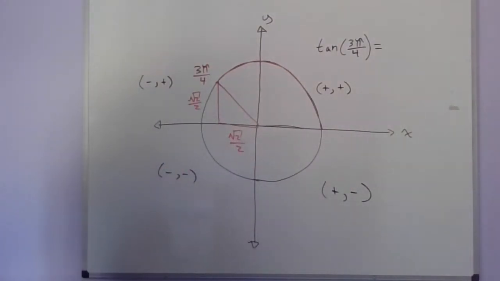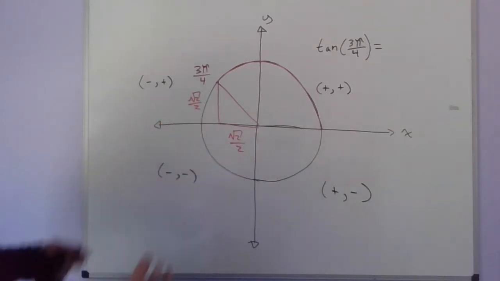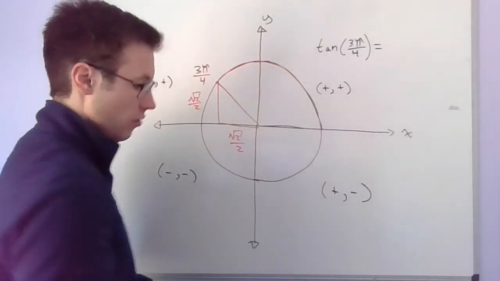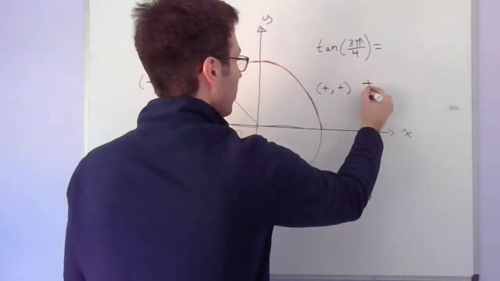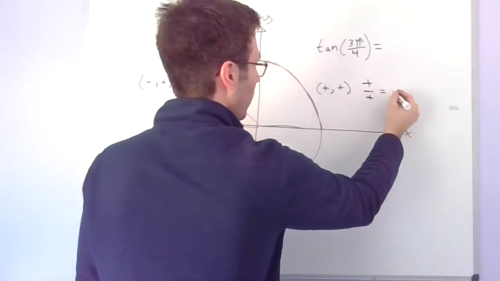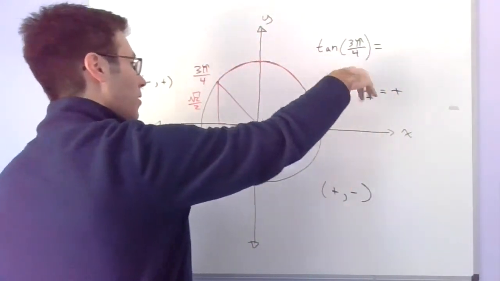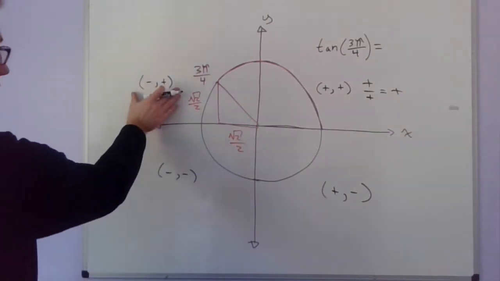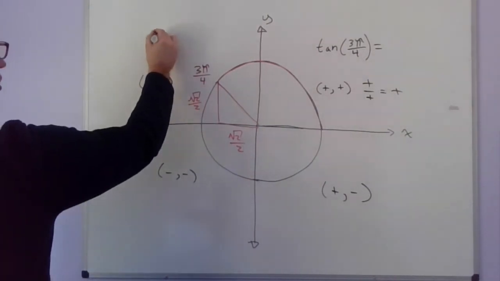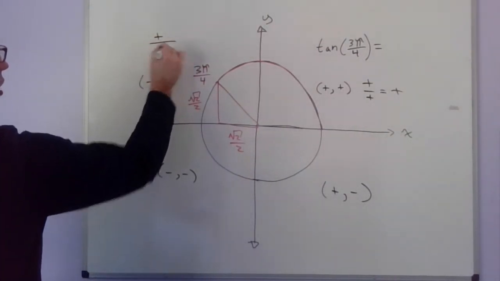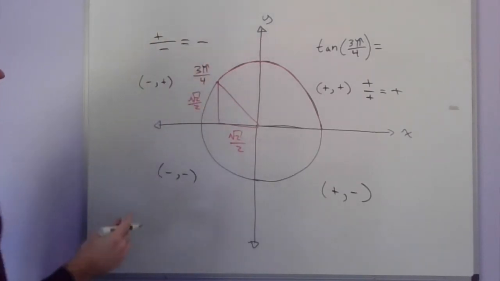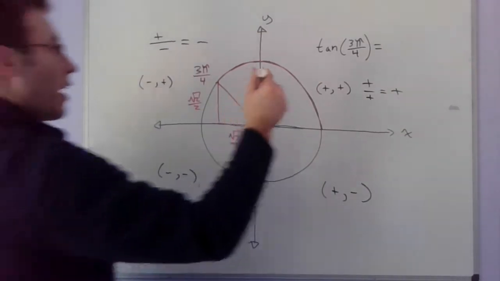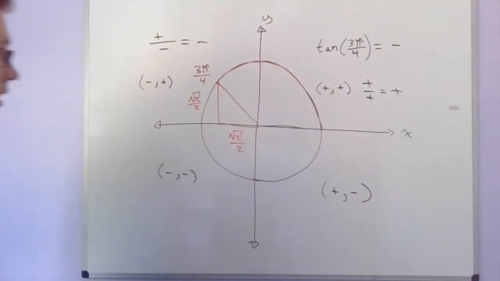So if you think about tangent here, if you think about the quadrants that they're in, you know that tangent is going to be sine over cosine. So it's going to be a positive over a positive. So tangent is always going to be positive in this region over here. And over here, tangent is going to be sine over cosine, so it's always going to be a negative value in this vicinity. So right away, I know that it's going to be negative.